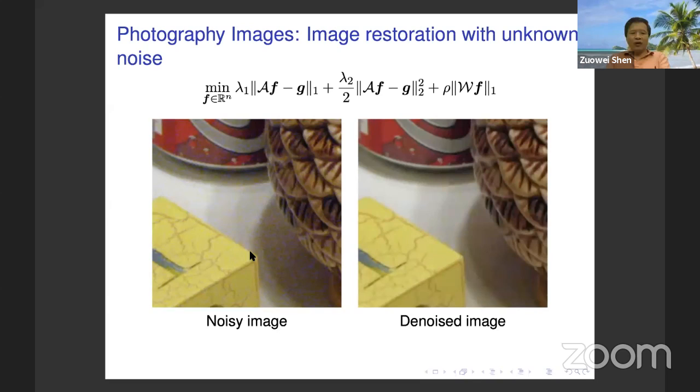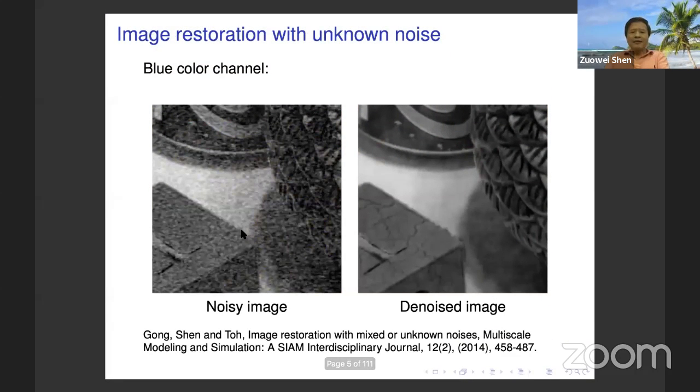So here is the example. This is a noisy image. This is a recovered image. You may not see big noise in the noisy image, but if you go to the blue channel, you can see it is pretty noisy, and this is the clean image.